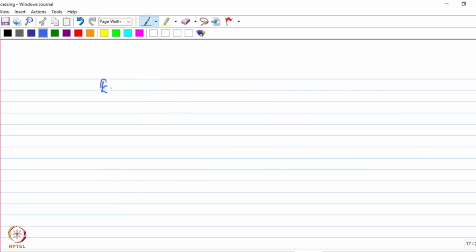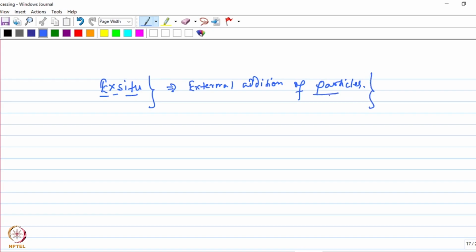So this kind of composites, when the particles are added externally, are also known as ex situ composites. Here you need some means and ways to add these particles and incorporate them into the metal.